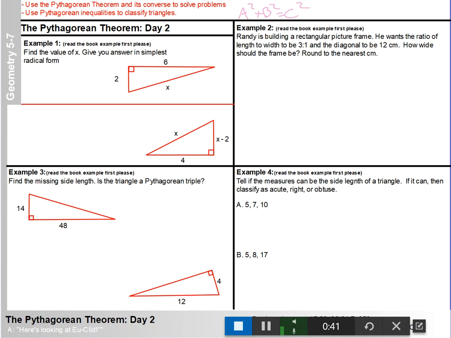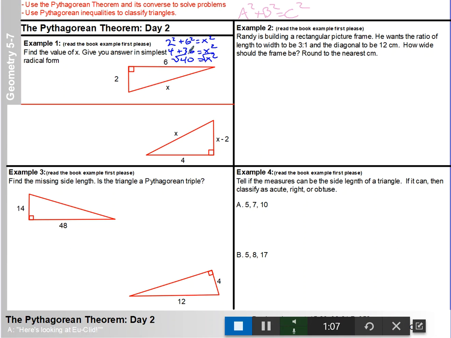All right, so my a value is 2. So we have 2 squared plus 6 squared is equal to x squared. 2 squared is 4. 6 squared is 36. 4 plus 36 is 40, which is equal to x squared. Take the square root of both sides, so I get x is equal to the square root of 40.